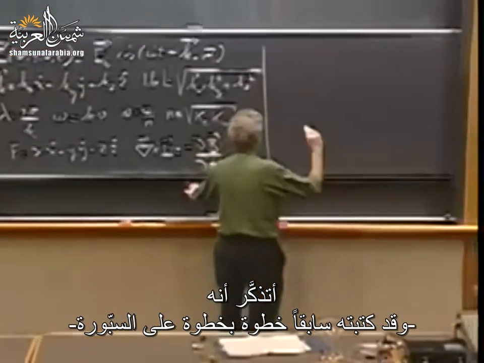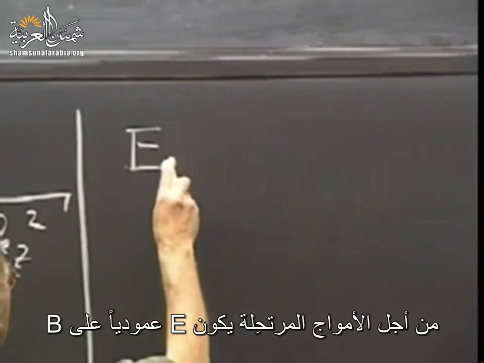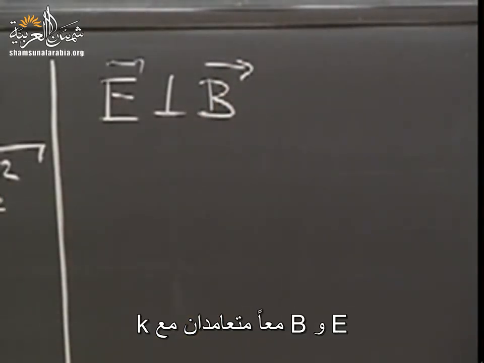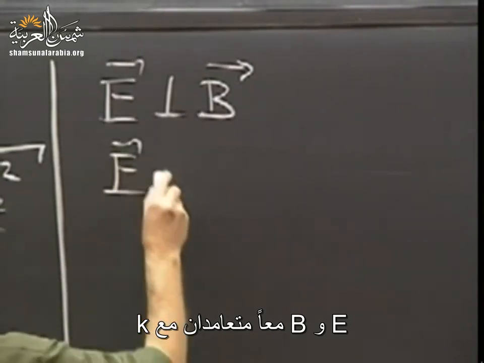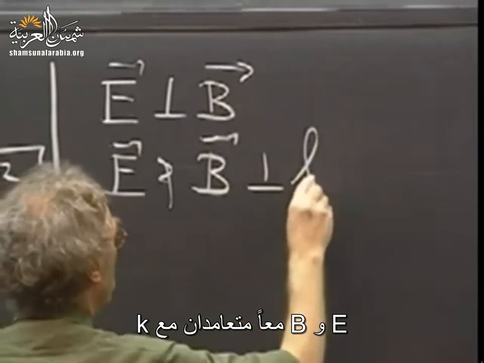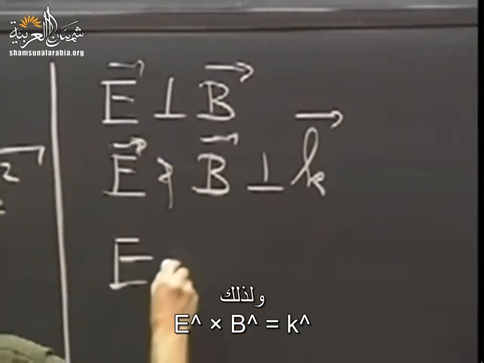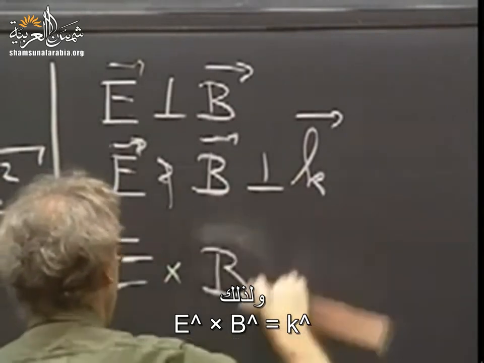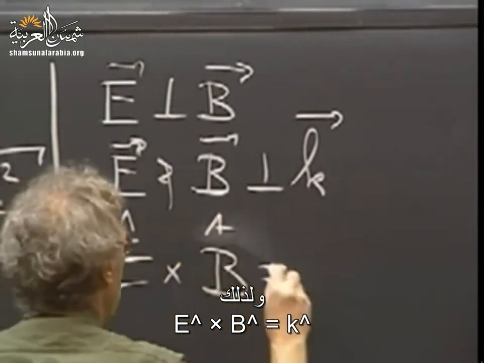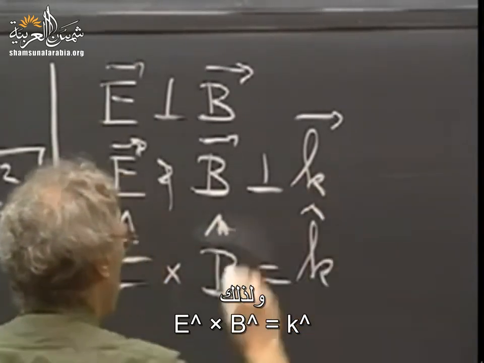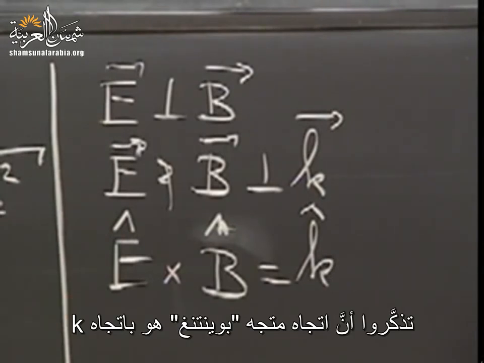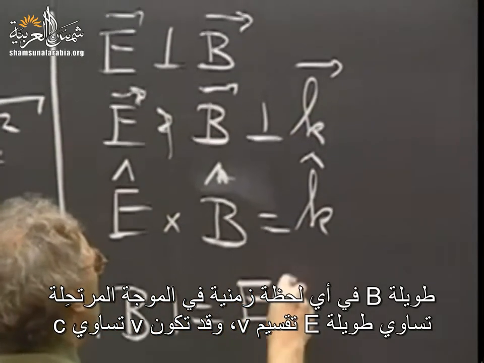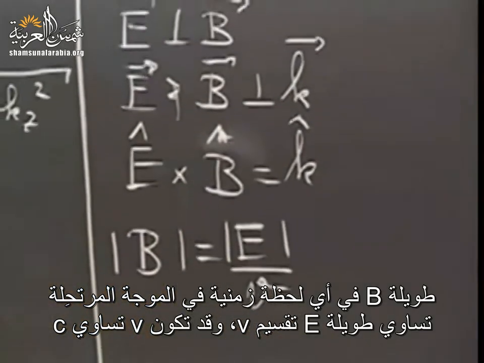And what I remember is what I wrote down earlier, point by point on the blackboard. For traveling waves, E is perpendicular to B. E and B are both perpendicular to K. So E and B are perpendicular to K. Therefore, E cross B, let me give that unit vectors, E cross B is K roof. The Poynting vector, remember, goes in the direction of K. The magnitude of B at any moment in time in a traveling wave is the magnitude of E divided by V, which can be C, of course.